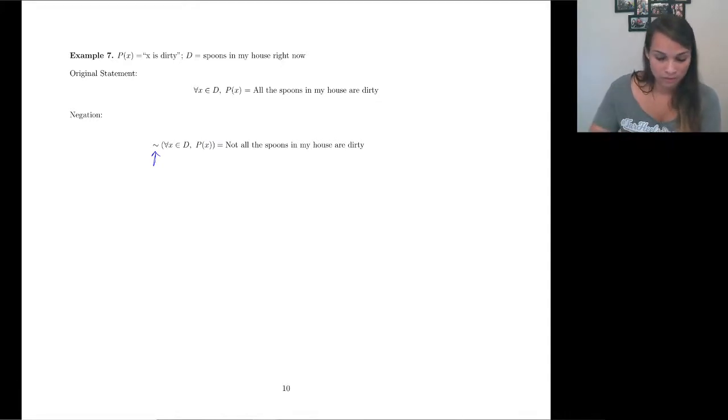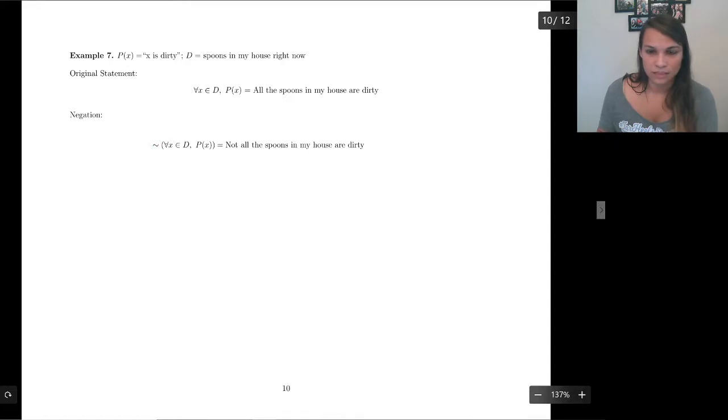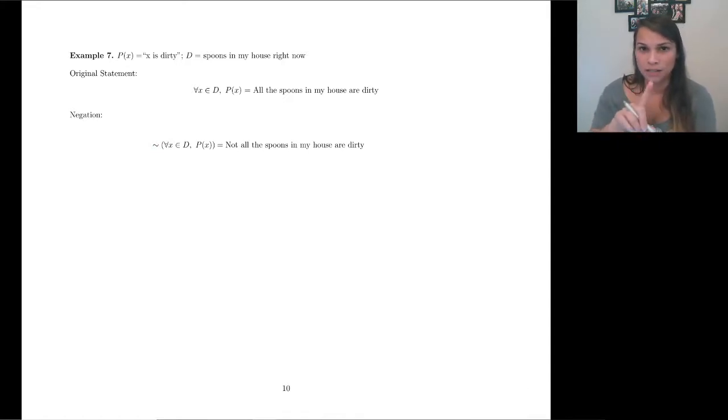That is the same thing as saying you can find a spoon. So not all of them, which means you can find one that is the exception to this rule.